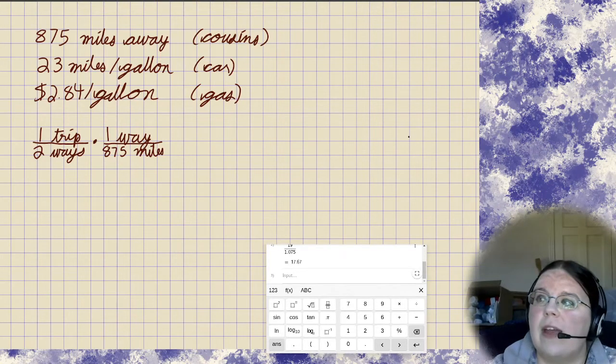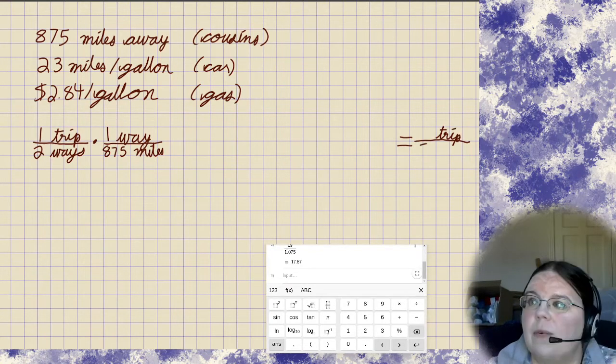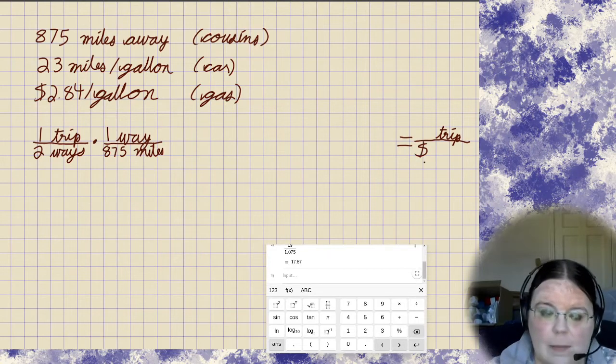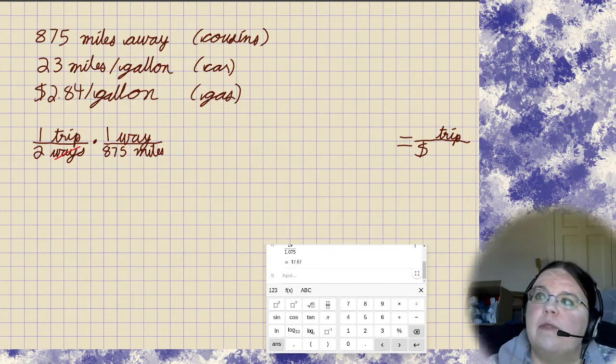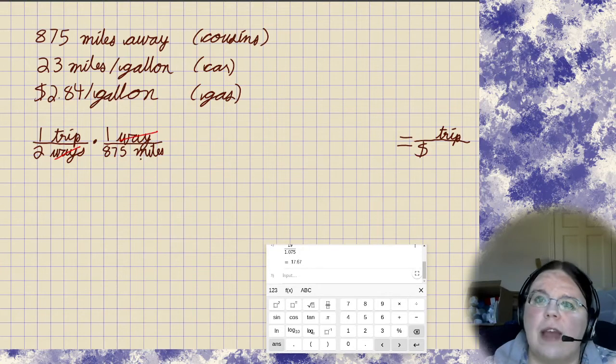We'd like our answer to eventually be in dollars for the trip. I see the trip is coming out in the numerator. That's fine. I want dollars to end up in the denominator. I see that I can cancel some of my units already. So I need to put in some new conversion factors.